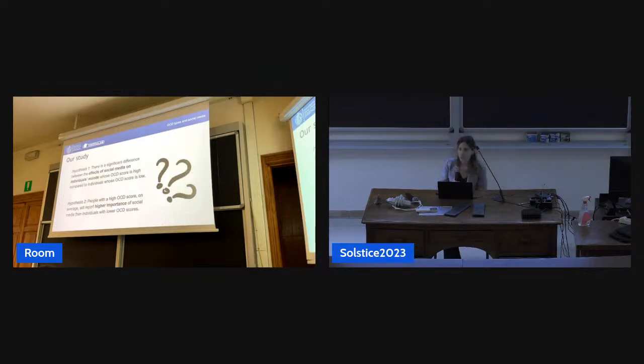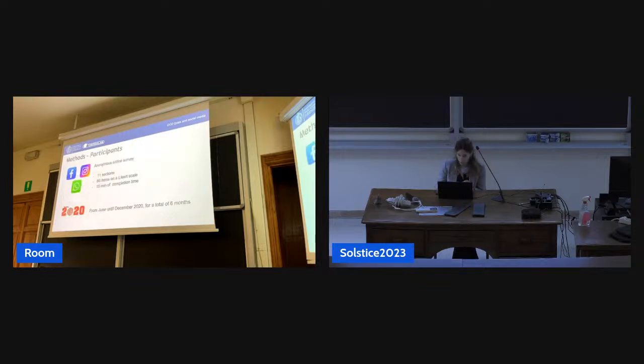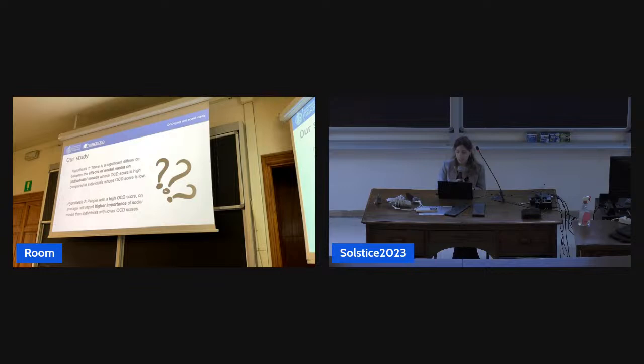So firstly, we developed two hypotheses. The first hypothesis is linked to the effect of social media on individuals' mood, which we expected to be higher in people with OCD compared to the non-clinical population. For the second hypothesis, we expected that people with a high OCD score had a greater importance of social media than individuals with a lower OCD score. We also analyzed the differences, both in terms of importance and impact on mood, of people with OCD compared to non-OCD people.